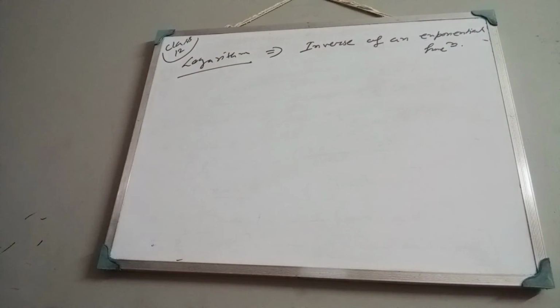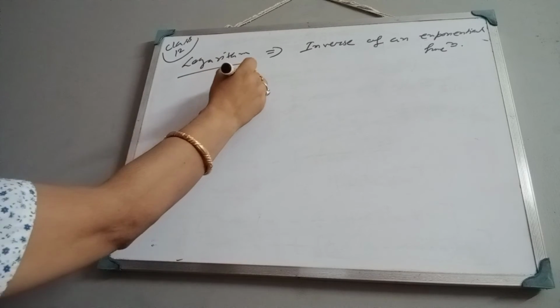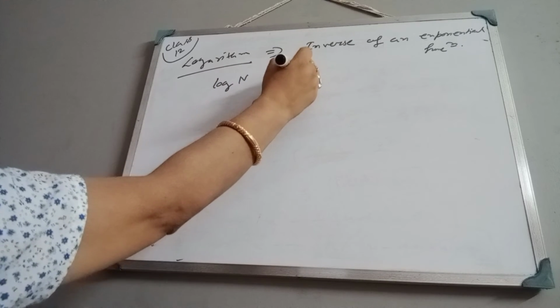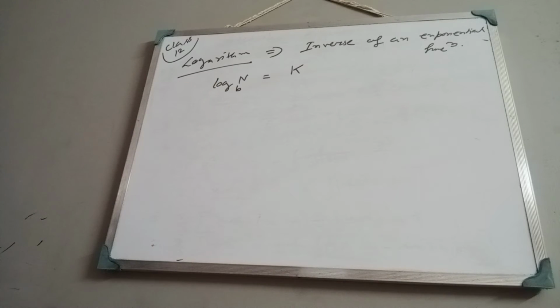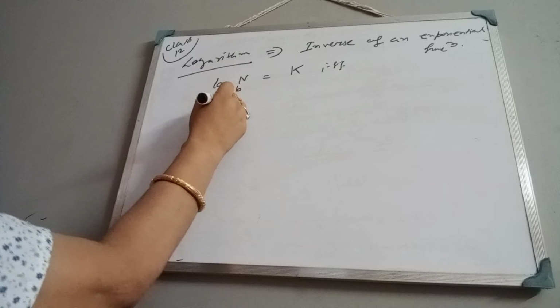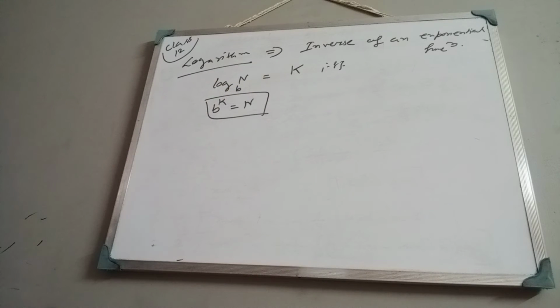Okay. So if we write log n is equal to, say, k, when the base is b, then we will write if and only if b to the power k is equal to n. We can write this as b to the power k is equal to n.